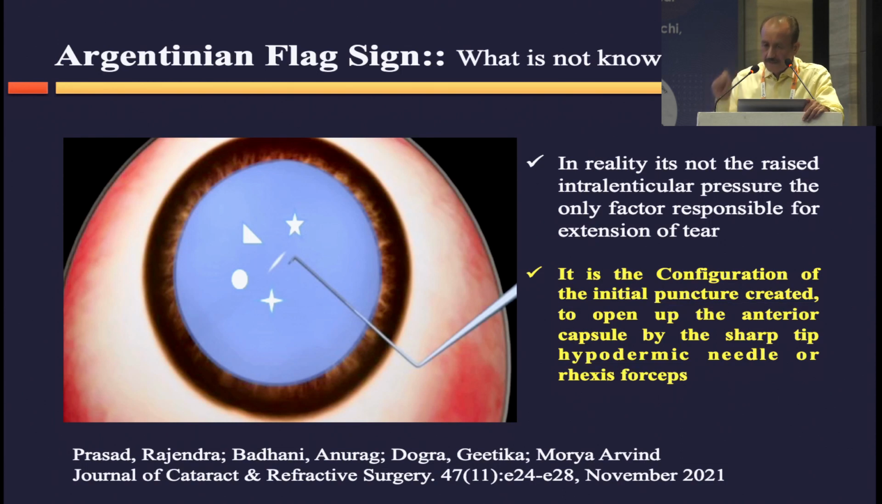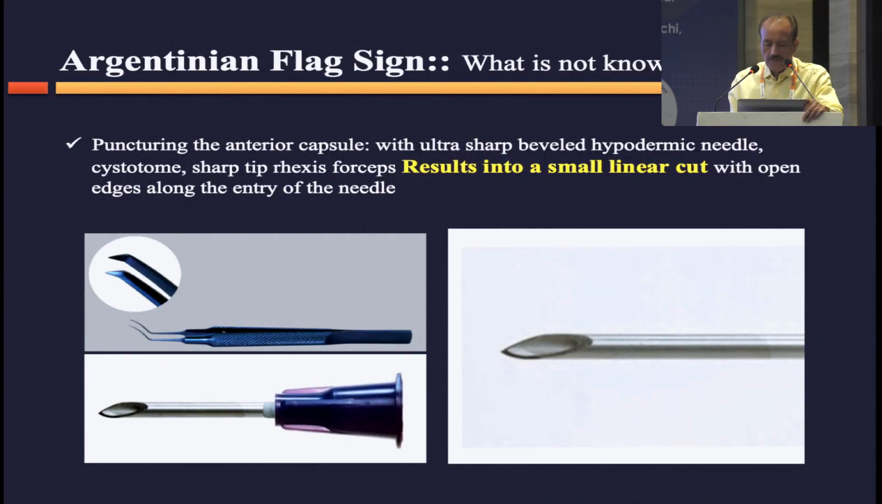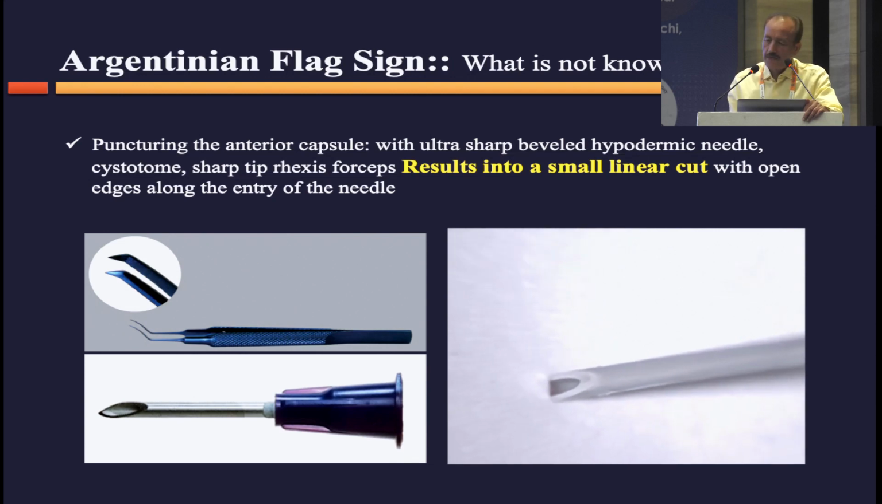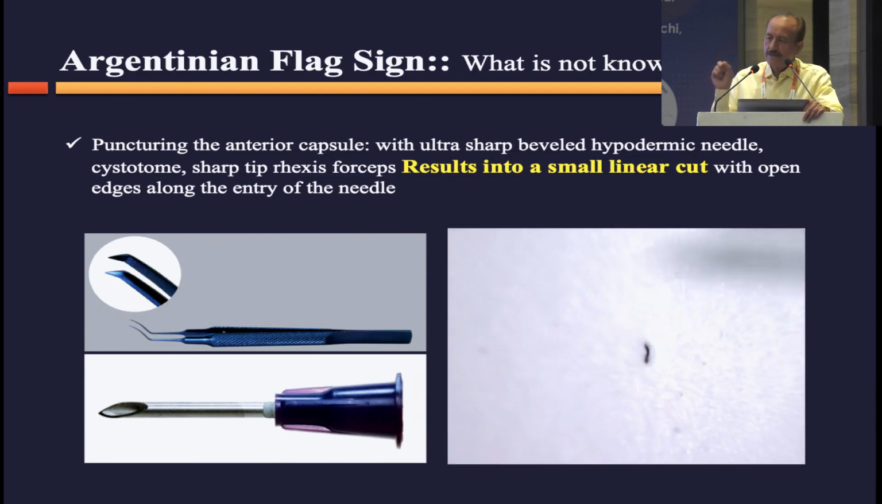So what device are you using to puncture the anterior capsule before you start the capsular access, whether you're using the needle or capsular access forceps or something else? What we have seen is that when you're using the capsular access forceps or the needle, you puncture the anterior capsule, and you are actually creating a cut on it. So this is a linear cut on the anterior capsule.